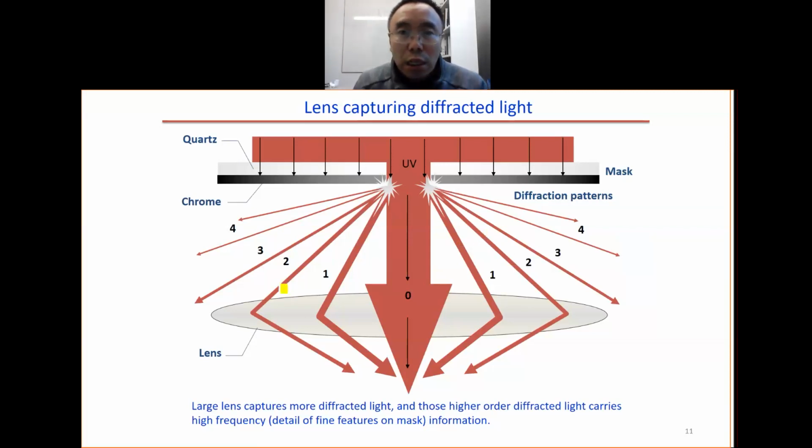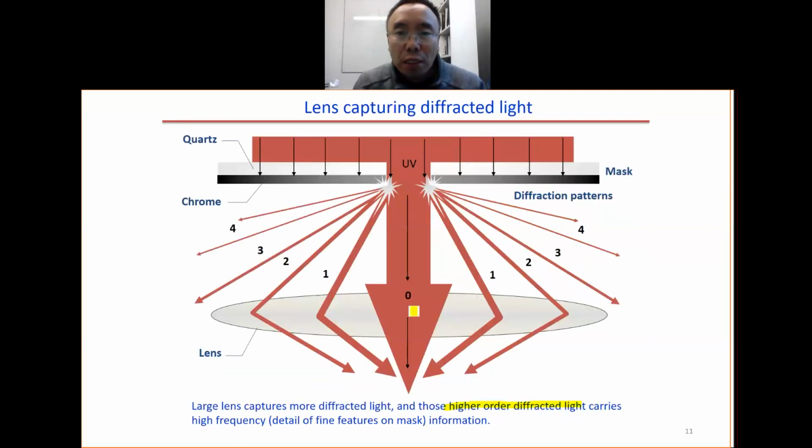For the size of the lens, the bigger lens you have, the higher order of the diffracted light will be captured. Those higher order diffracted lights carry the detail of the fine structure. For example, the information of the edge of the opening is carried by this higher order diffracted light. This is like a DC light. It does not carry the detailed information. So the bigger the lens you have, the more light you collect, and you get finer, higher details of the opening on the mask.